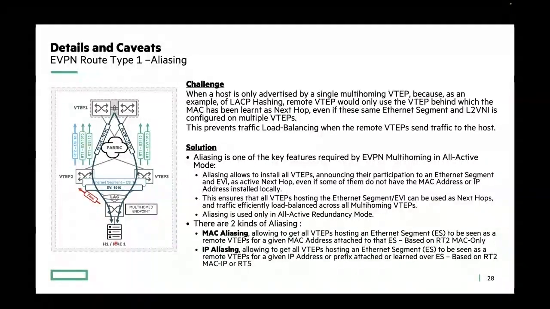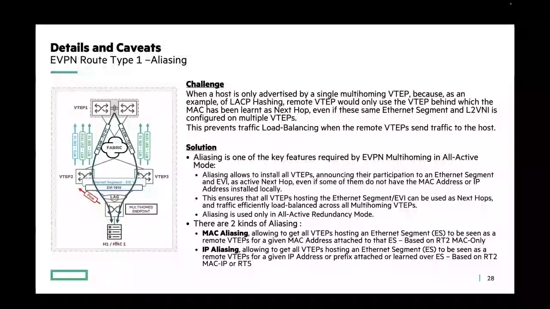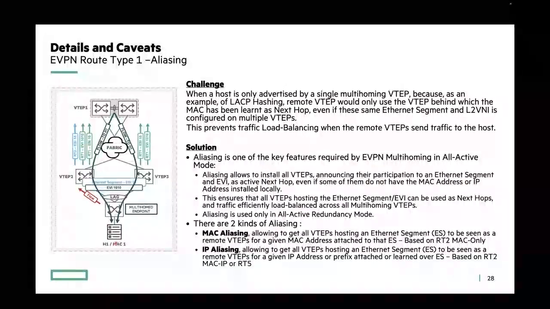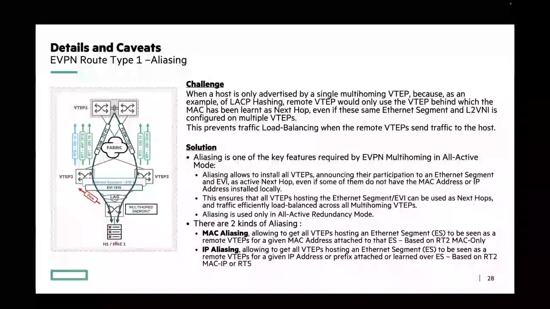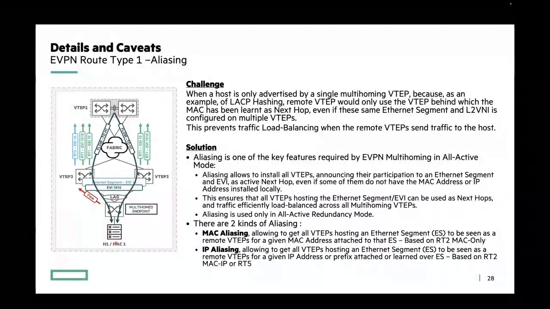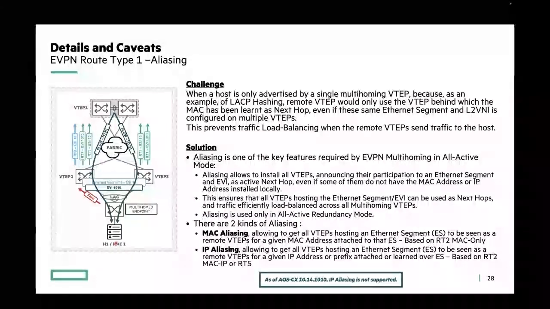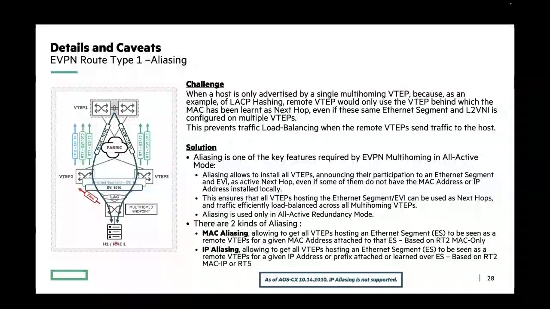There are two types of aliasing. First, MAC aliasing, which is linked to MAC addresses and so the MAC VRF table, thanks to the RT2 MAC only. Secondly, we have IP aliasing, which is linked to IP addresses and so the IP VRF table, thanks to the RT5 and the RT2 MAC-IP advertisement route. But as of 10.14, 10.10, it's important to note that IP aliasing is not supported. Okay, AOS-CX only supports MAC aliasing.